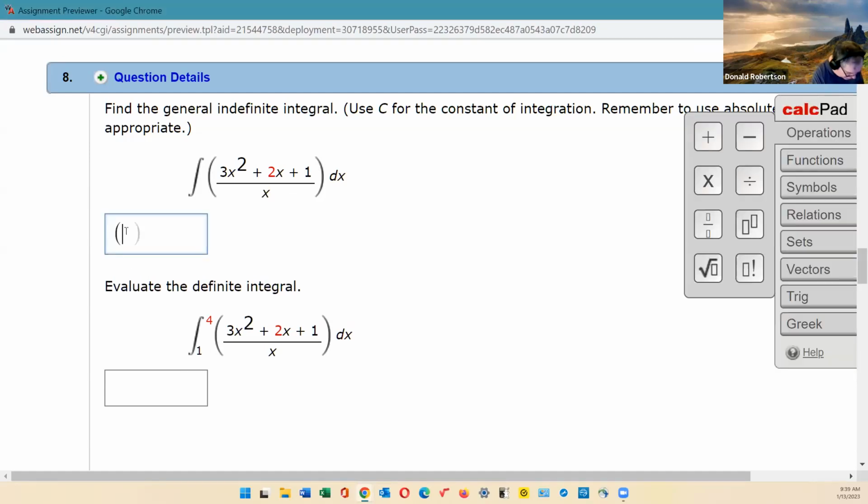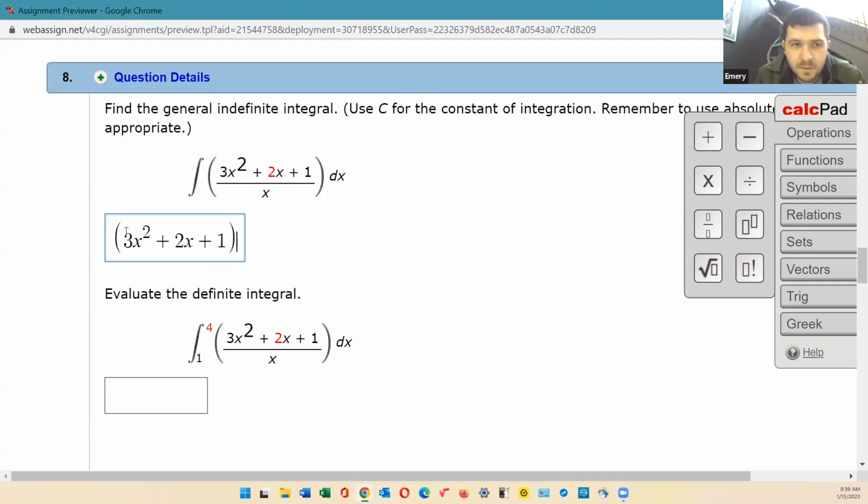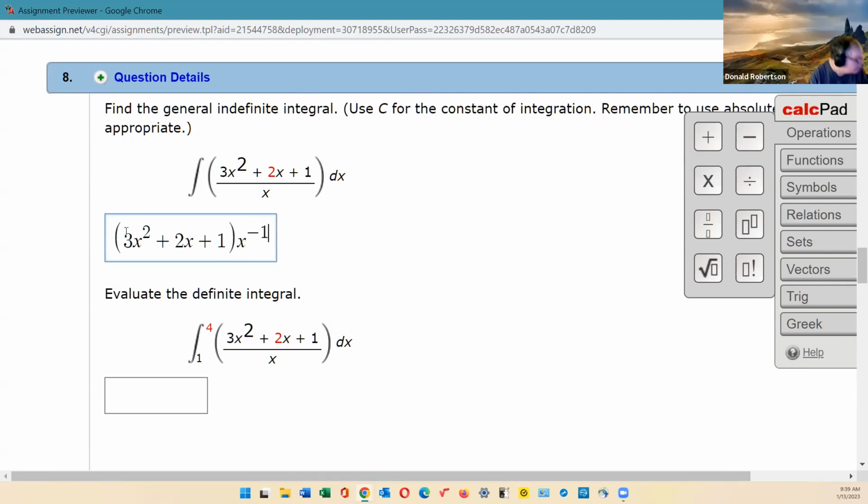So while you're thinking, I'll set it up. You're going to do 3x squared plus 2x plus 1. And what you're going to do with that 3x squared plus 2x plus 1, times x to the minus 1. Yeah. So you're going to do x to the power of minus 1, right? And I'm going to see what that's equal to. Well, 3x squared times that guy gets me 3x, which is good.